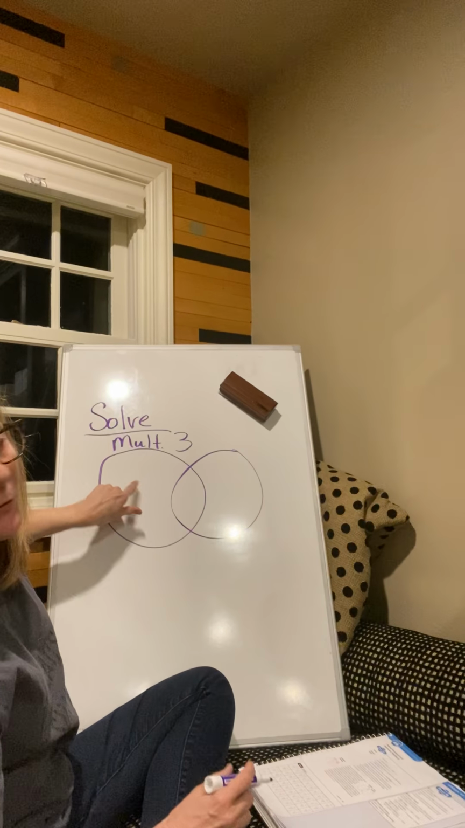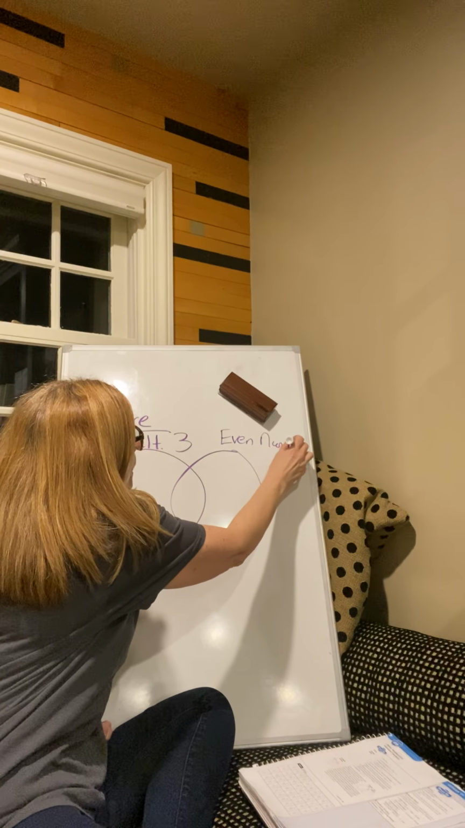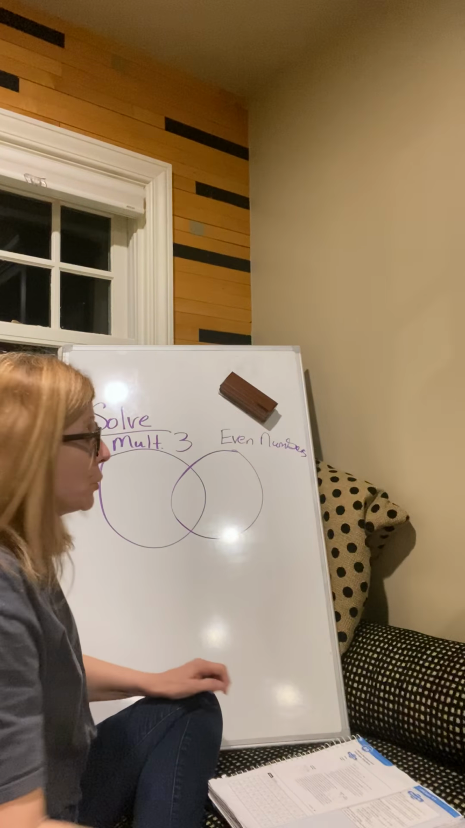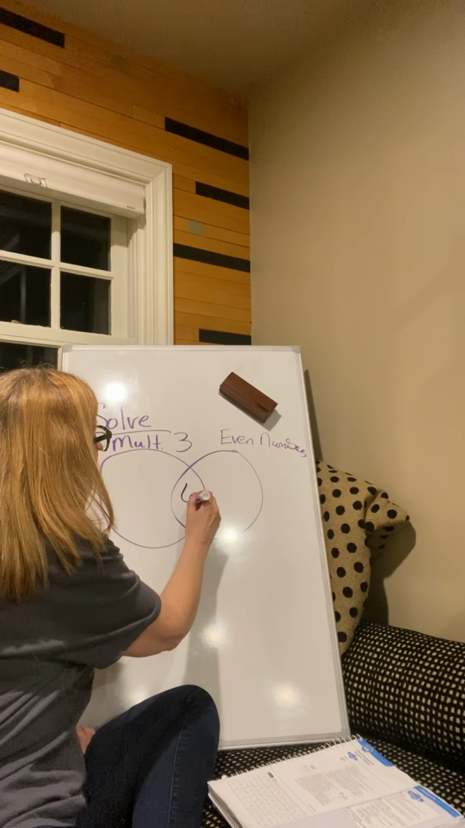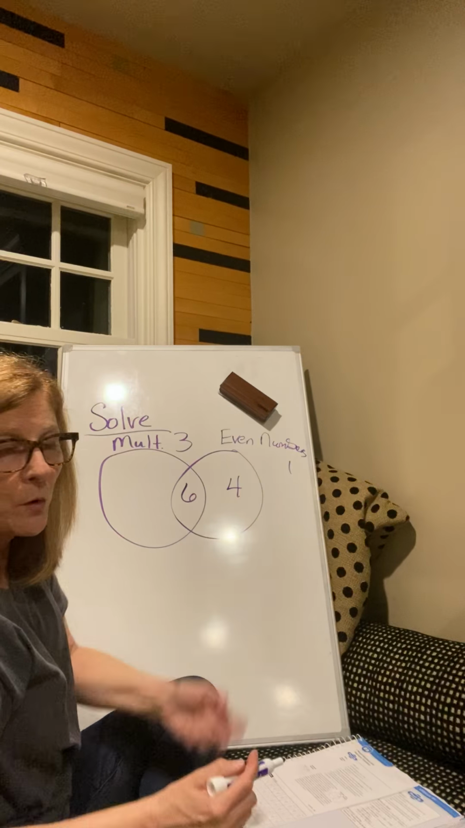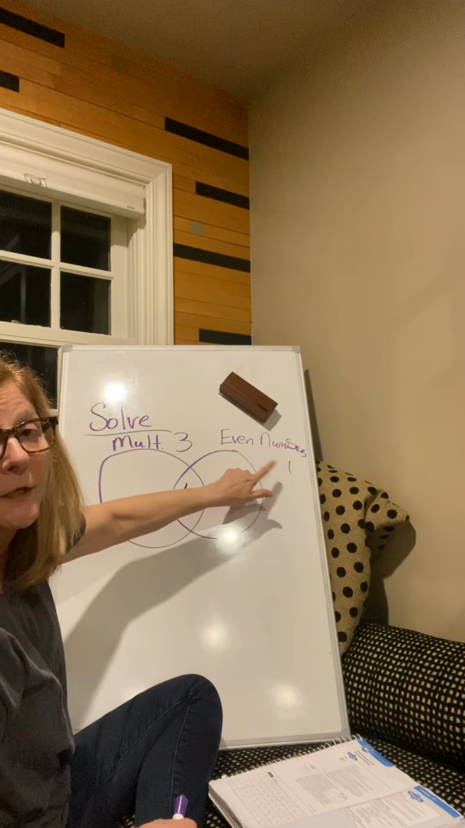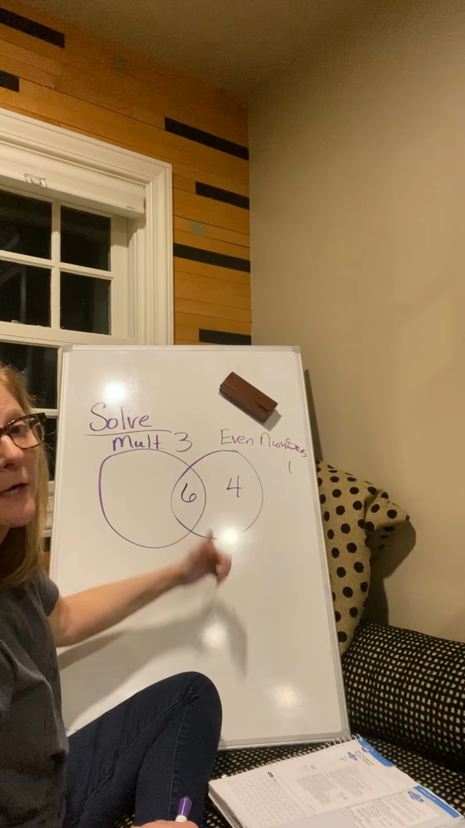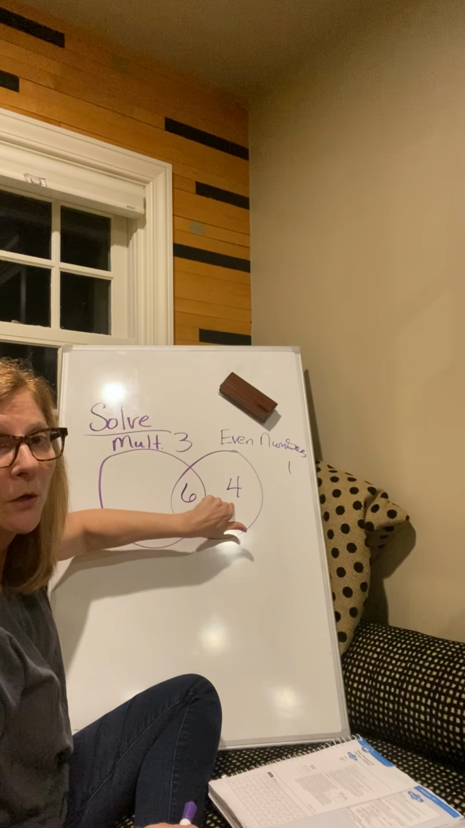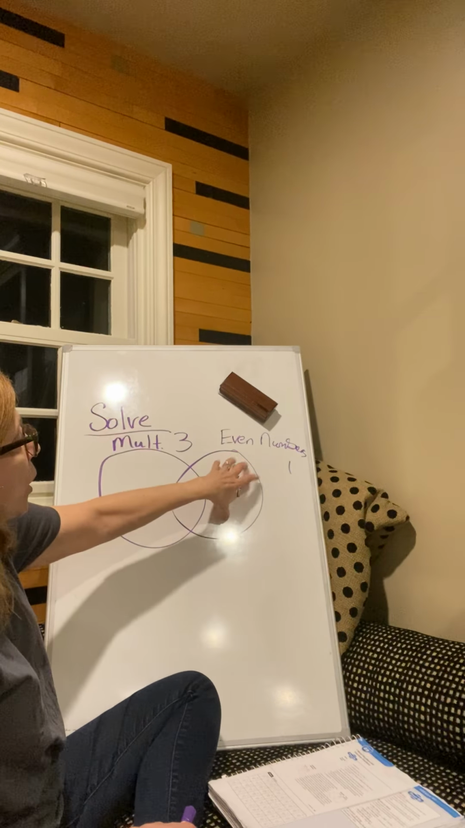All right. So today, the left circle is multiples of 3. The right circle is even numbers. And our problem gave us some numbers that were already entered into our diagram. So they had 6, which was in the intersection, and 4 and 1. So let's go over why those numbers are where they are. The 1 is neither a multiple of 3 nor an even number. So it's not going to go anywhere here on our diagram. It's going to be out here outside the circle. 4 is an even number, but it's not a multiple of 3. So it's only in this circle for even numbers.